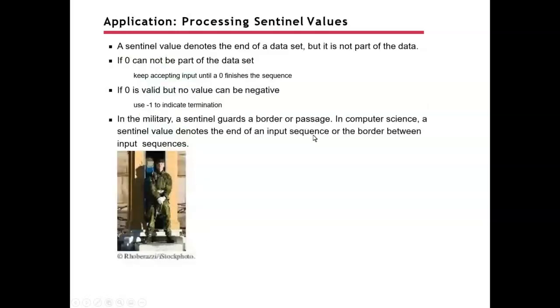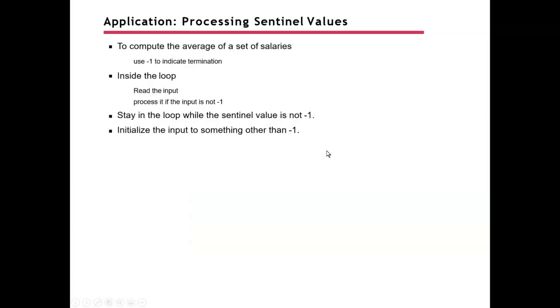That's the big difference. So a sentinel value denotes the end of a data set, but it's not part of the data. It's a special magical value. For example, if 0 can't be a valid data, then wait until you get a 0 to stop. If 0 is valid but can't be negative, wait till you get -1. To compute the average of a set of salaries, for example, use -1 to indicate termination.